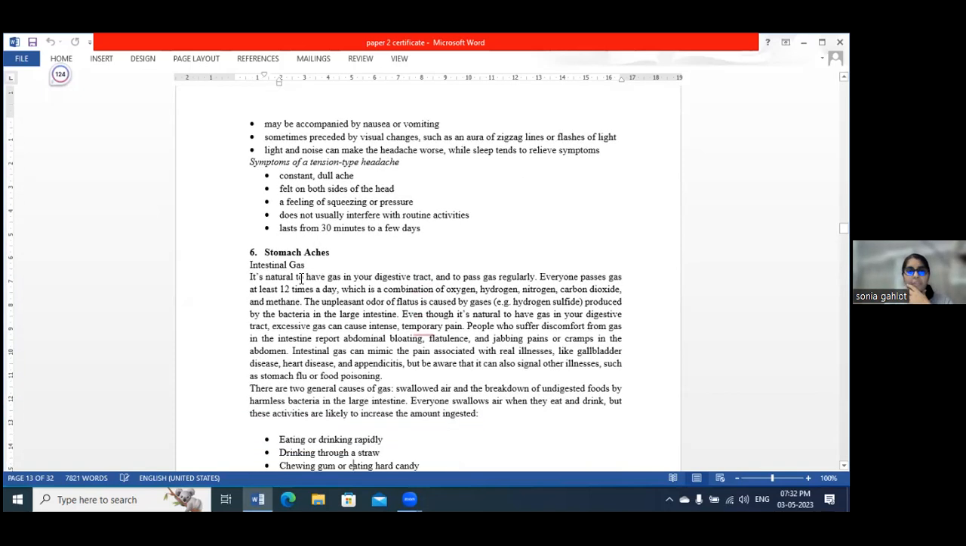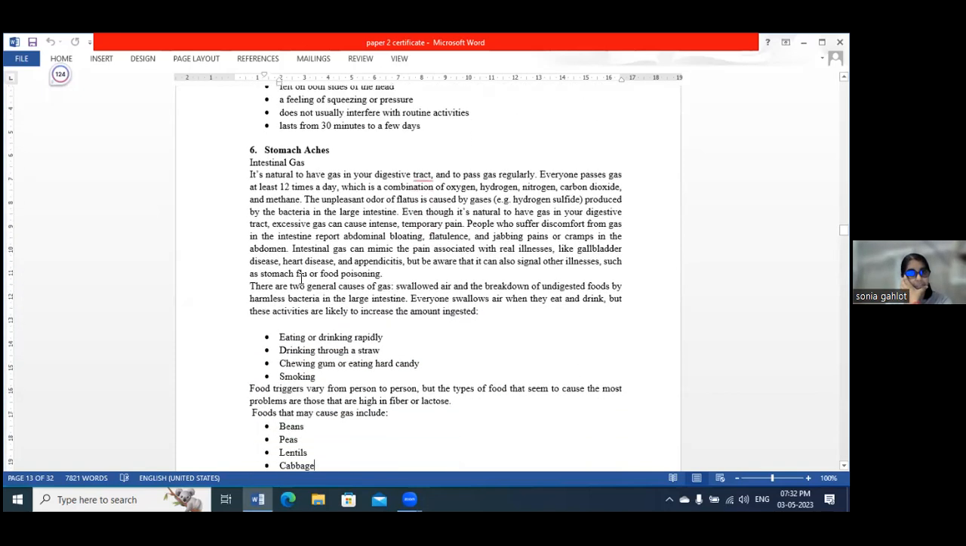The next one is stomach aches. Intestinal gas, if I talk about the gastric issues that take place. Everybody passes gas regularly.